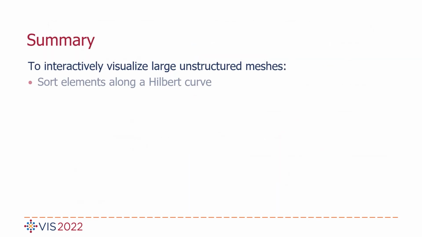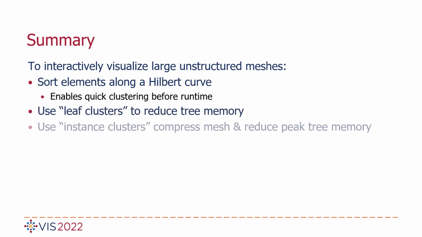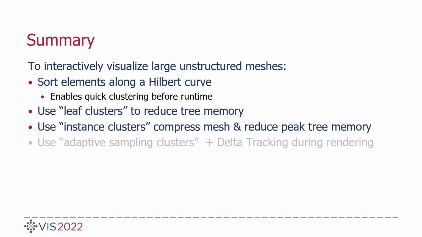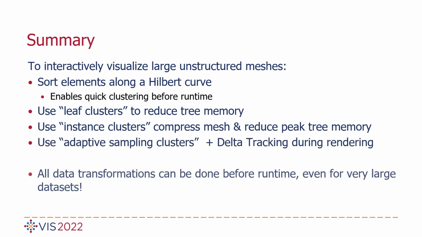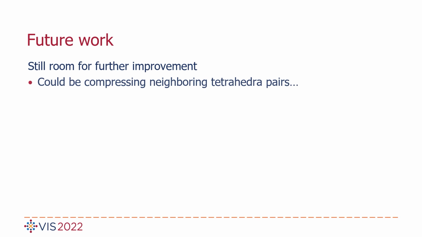So to summarize, right before startup, we first sort our elements along a Hilbert curve, which allows us to quickly cluster elements together. Then we use small leaf clusters to reduce tree memory consumption, and larger instance clusters to compress mesh indices and to reduce peak tree memory consumption. Finally, we use adaptive sampling clusters in combination with delta tracking to achieve interactive rendering performance. With this method, all data transformations can be done before runtime, even on very large datasets like the NASA Mars lander. Still, we believe that there could be room for further improvement.